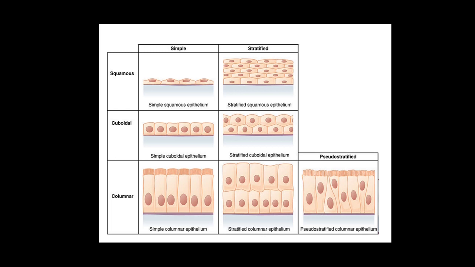Pseudo-stratified means it looks as if there are many layers, isn't it? In the extreme right, you see there is a category called pseudo-stratified. But at the base, you see there is only one cell. But because certain cells are broader at the top, it appears that there are two or three layers. So it's a false layering. That's why pseudo-stratified.